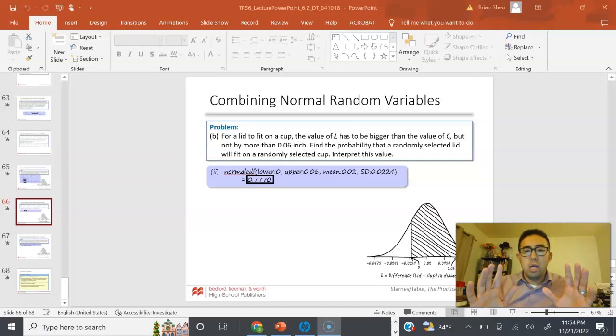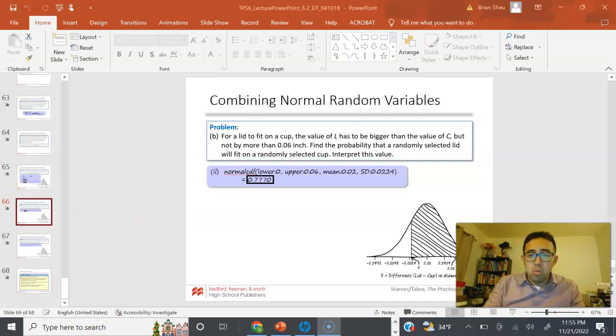So if we're looking at the lid on the cup, right, you would use normal CDF. Your lower bound would be zero. The reason your lower bound would be zero, it means the top is the same size as the cup. Okay. The upper bound is going to be 0.06. That means your cup, the lid, is no more than 0.06 inches larger than the top of the cup. Otherwise, it doesn't fit, right?